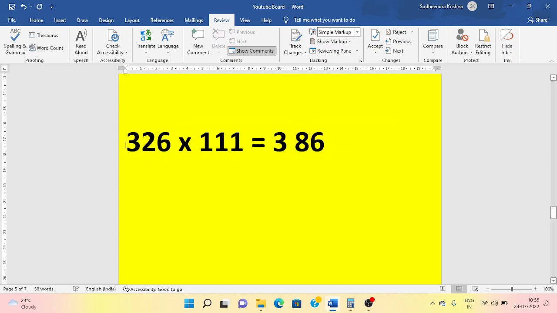Now you add the 3 digits 3, 2 and 6. So 6 plus 2 already we got 8. 8 plus 3 is 11. So 11 is a 2 digit number. You cannot take a 2 digit number. So out of 11 you put 1 here and carry over 1 to the left number.